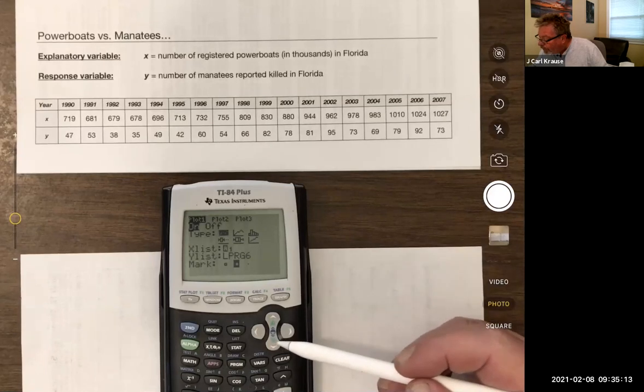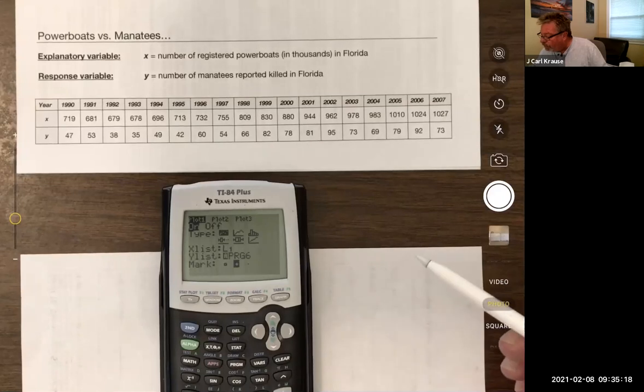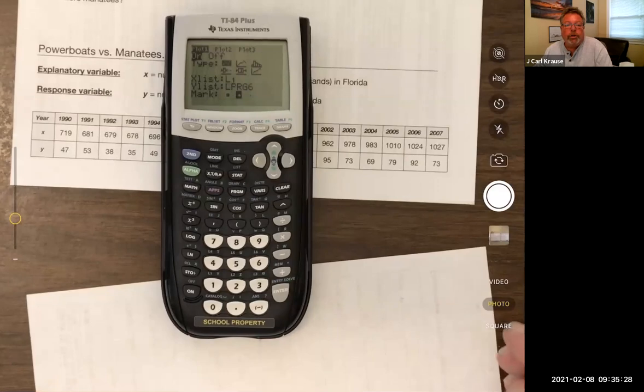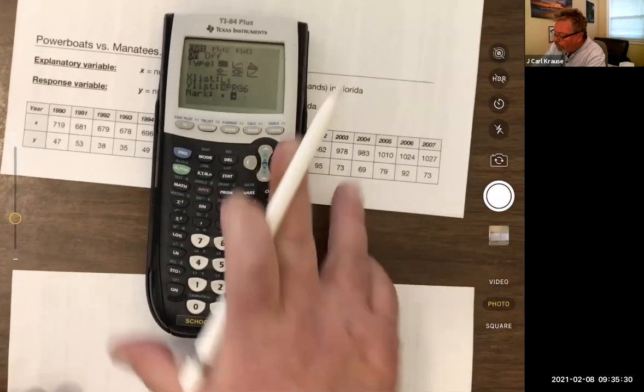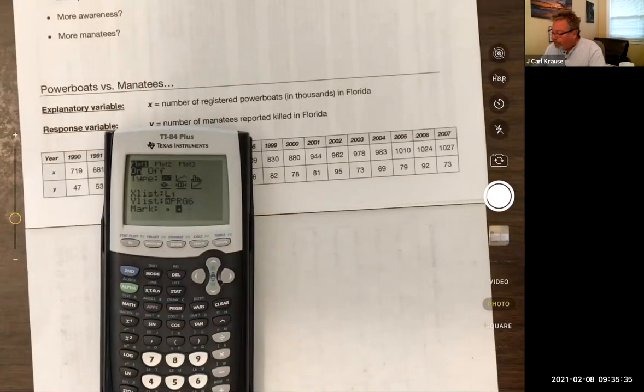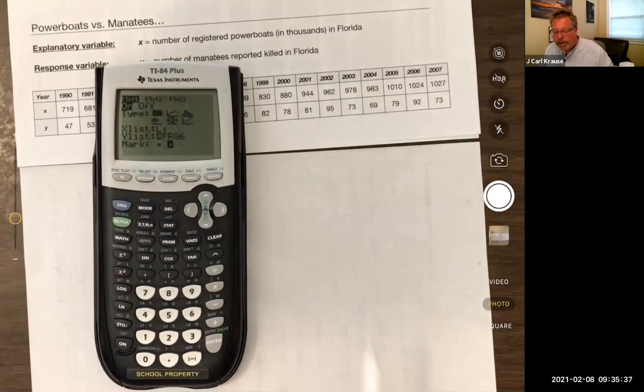The X list has to contain your explanatory variable, and the Y list has to contain your response variable. So X list is good. It's set at list 1. I don't know what Y list is, but I want that set at L2. So let me go ahead and bring this calculator up a little bit higher. So to get L2, it's up above, the 2 button. So you press second and then the 2 button. And now I've got it at list 1 for the X list, list 2 for the Y list.